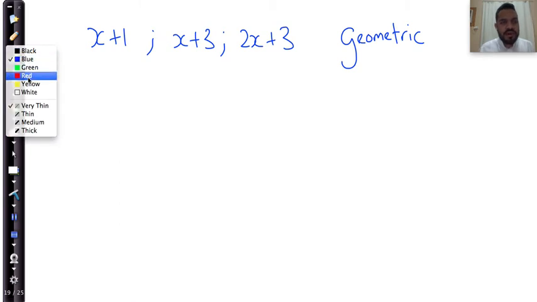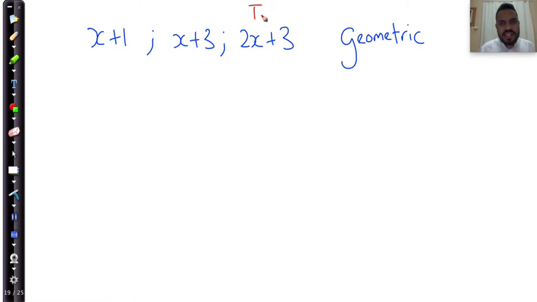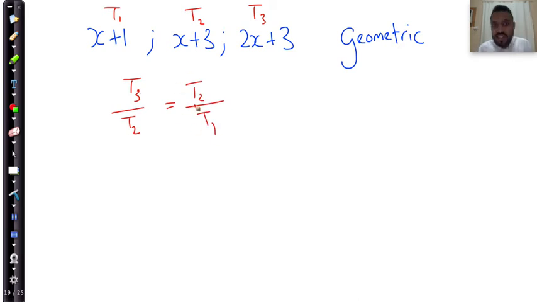Over here, this item corresponds to T3, that's T2, and this over here is T1. The defining property for a geometric sequence is that it has a constant ratio, which is made up of T3 divided by T2, which is equivalent to T2 divided by T1. This is already true because they told you it is geometric, so this must be true.